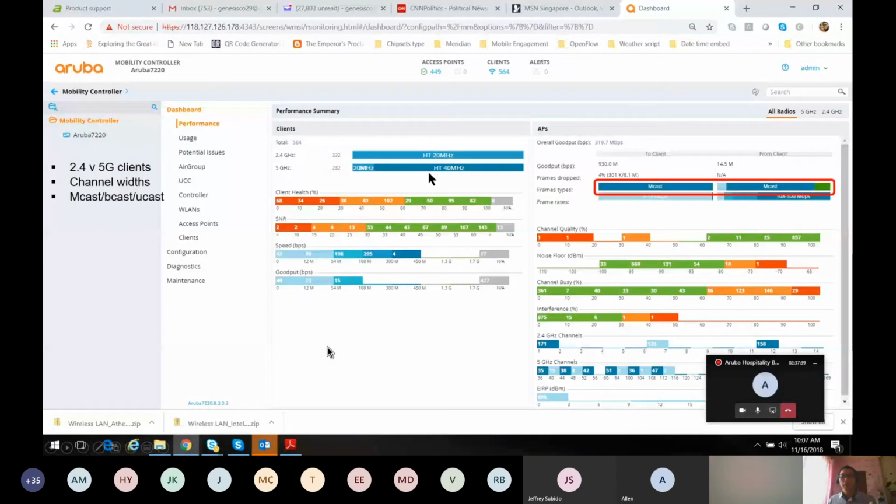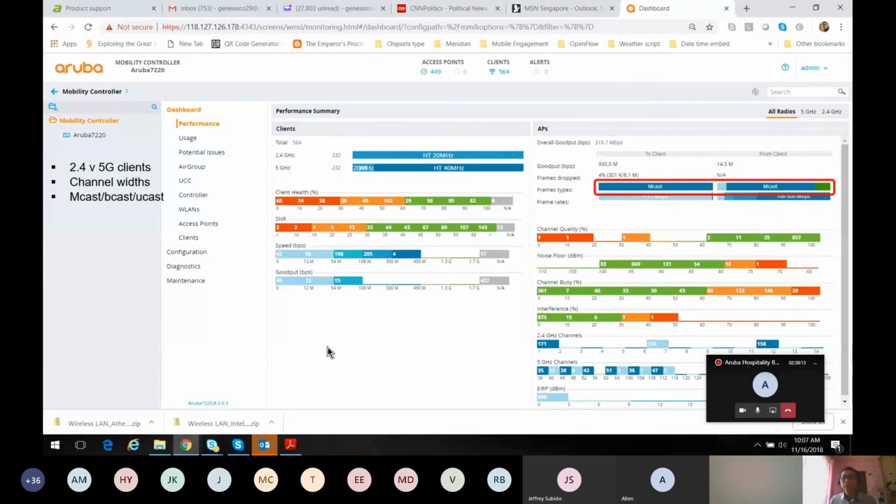Next, I'll look at the frame types. This is basically a comparison of the amount of multicast, broadcast, and unicast. Just bear in mind that for Wi-Fi, broadcast and multicast is bad. If you have a lot of broadcast and multicast traffic, it is not good for the health of your network. So you want to reduce that. Obviously, your deployment may not allow you because you may have IPTV that uses multicast. So you need to take into consideration what your applications are.